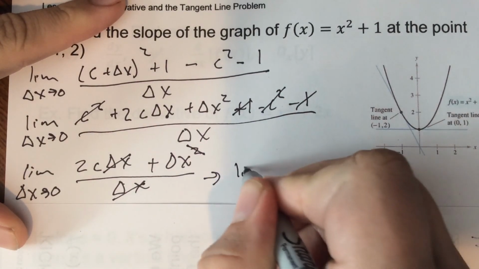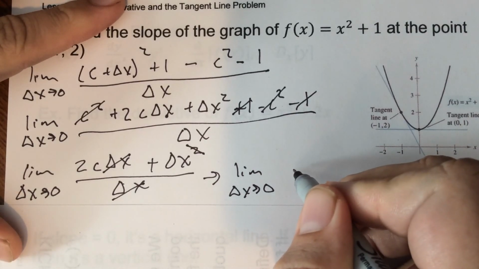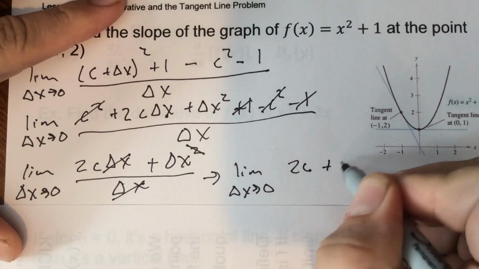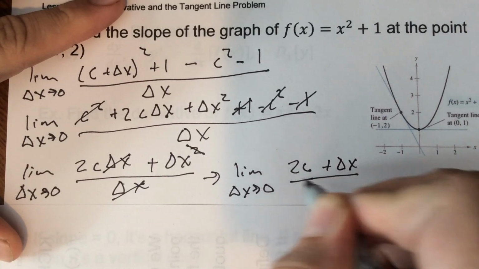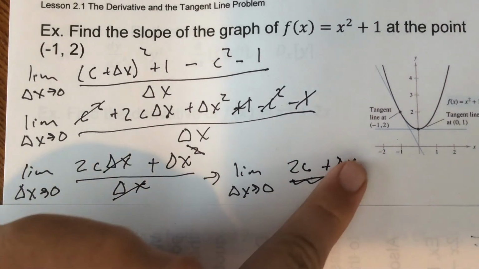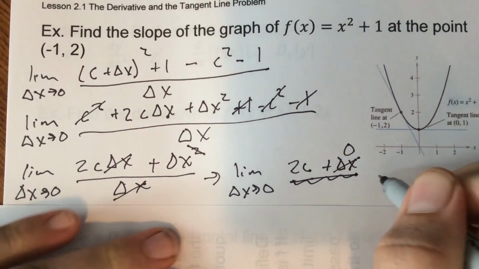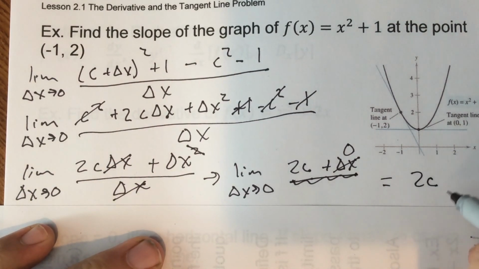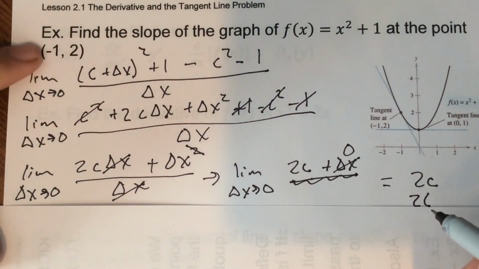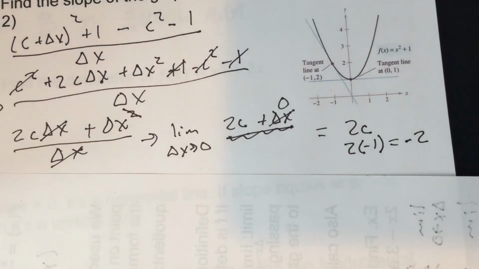So now we're down to the limit as the change of x goes to 0 of 2c plus change of x, and there's nothing on the bottom. So as change of x goes to 0, that means this is going to go to 0. So 2c plus 0 is nothing. So we're going to end up with 2c. Now, c is going to be our x here, so we can put a negative 1 in. And so our slope at that point is going to be a negative 2. That's how this is all going to work.